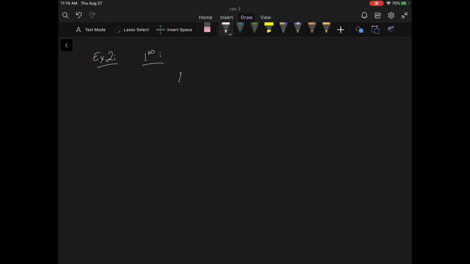For our next example, let's take a look at 1 to the infinity. So we'll take a look at the limit as n approaches infinity of 1 plus a over n, all raised to the nth power. Direct substitution of this is going to give us 1 to the infinity. So we have to use a different trick here.